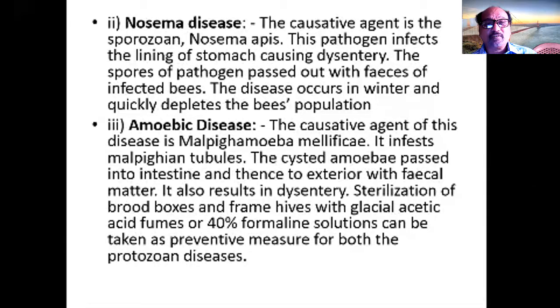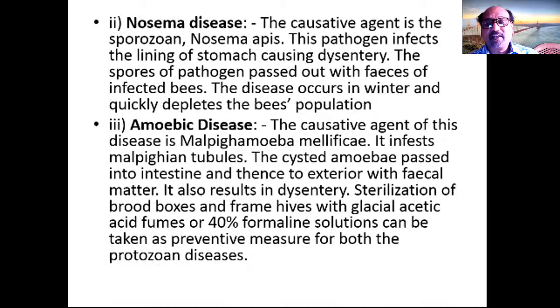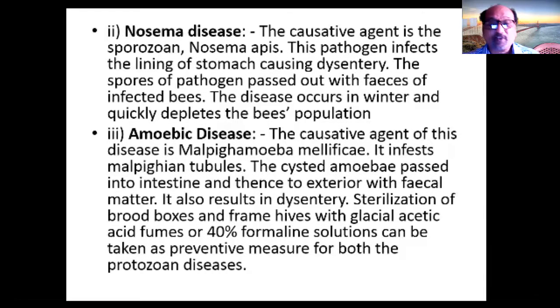This is a protozoan; the spores infect the food source and water. And the amoebic disease: the causative agent is Malpighamoeba mellificae. It infects the Malpighian tubules. The cysts of the amoeba pass into the intestine and then to the exterior with the fecal matter. It results in dysentery. Fumigation of the brood boxes and frame hive with glacial acetic acid, or fumes of 40% formalin solution, can be taken as a preventive measure for both protozoan diseases.